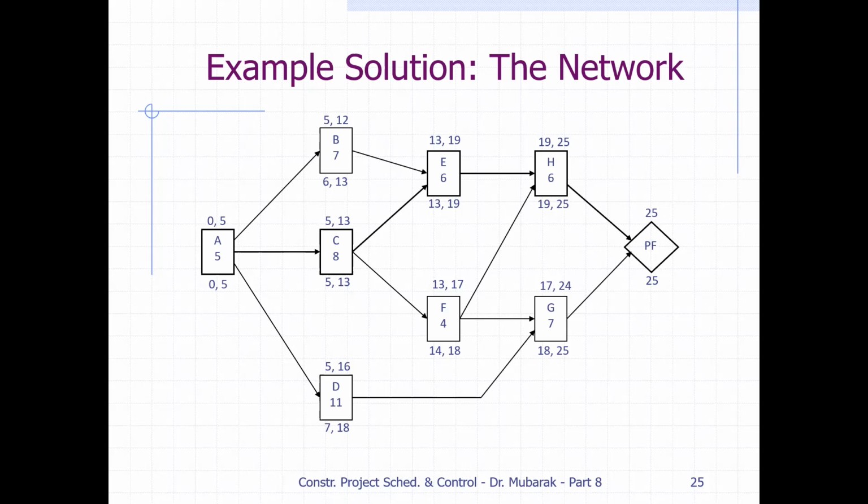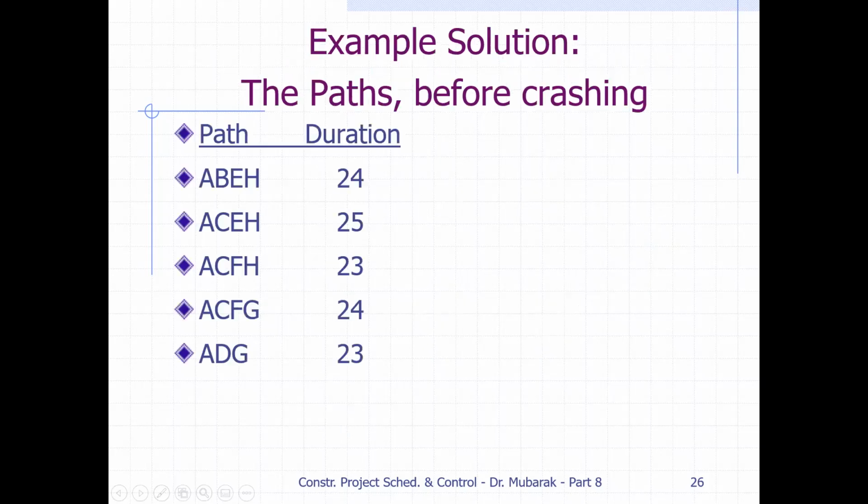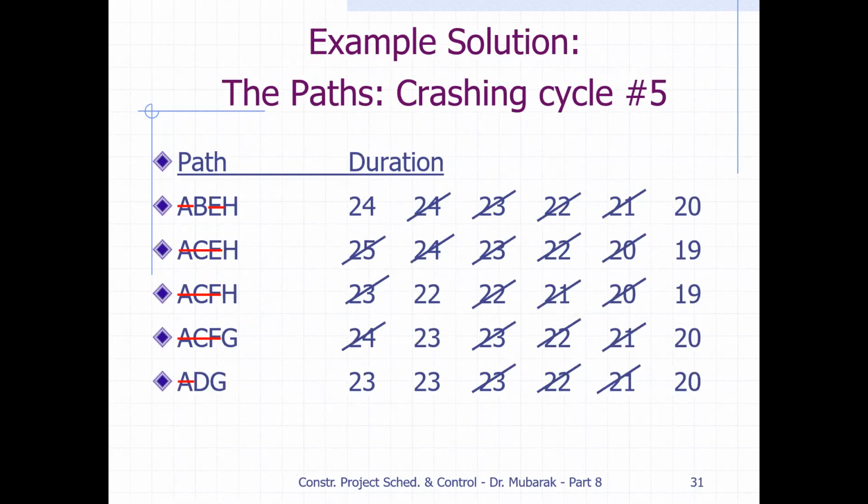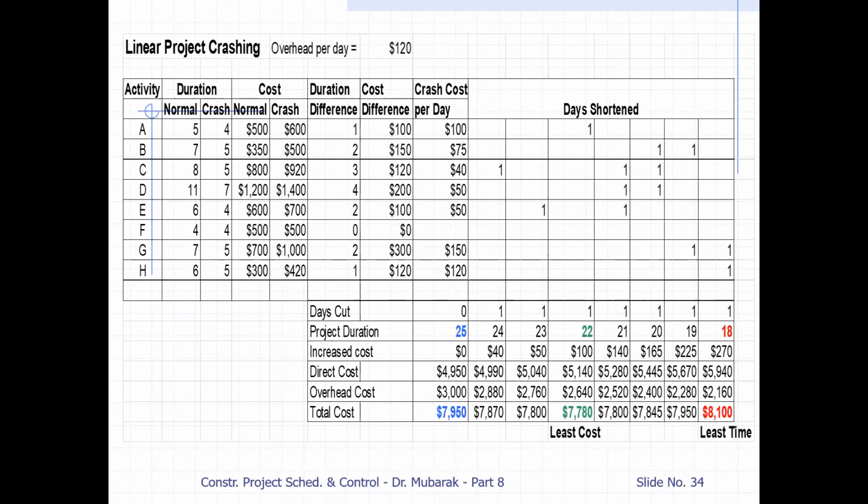With the second cycle, what we did is cut 1 day from E. When we cut 1 day from E, in our table it will look like that. We cut 1 day, and the total duration has become 23. The increase in direct cost is 50. We put 50 here, 50 plus 4990 is 5040, and then 23 multiplied by 120 comes to 2760. That will become the total.